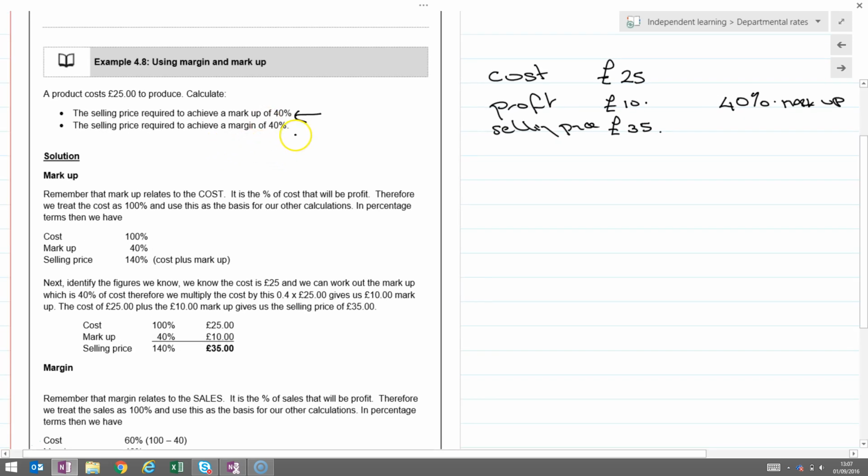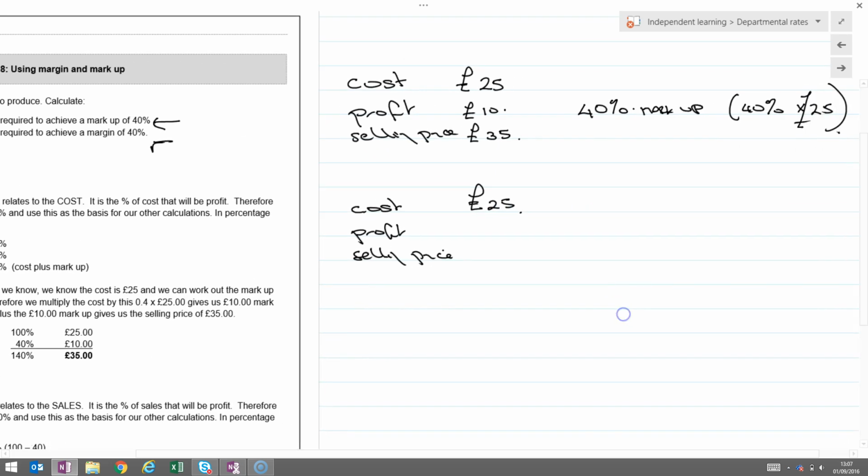Now, the second part of this question, the selling price required to achieve a margin of 40%. So cost, profit, selling price. We know the cost, £25. The profit is to be a 40% margin. So that's 40% of your selling price. And now we have a problem because we don't have the selling price. So how can we do 40% of a figure we don't have?